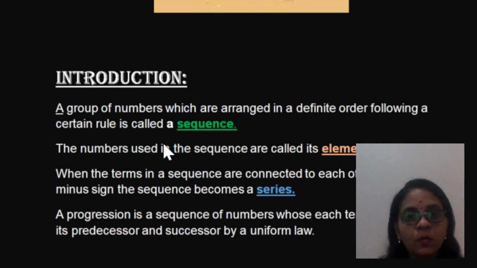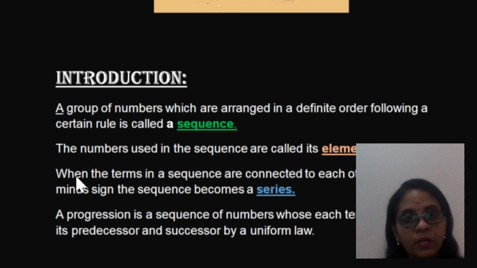And when the terms of the sequence are connected with each other with a plus or a minus sign, the sequence becomes a series. So if the terms are separated by a comma, you call it a sequence, and if there is an operational sign between them, that is with a plus or a minus sign, it forms a series.